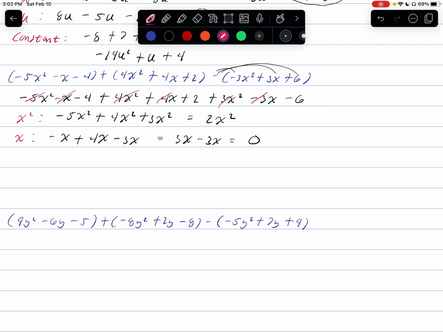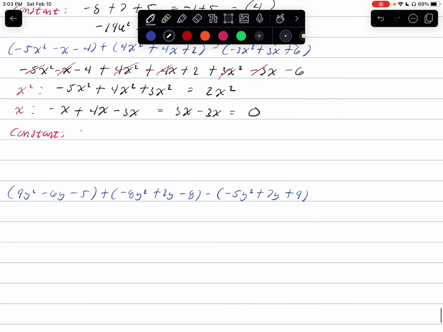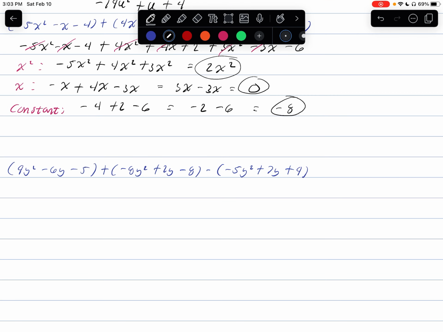Okay? And then for our constant terms, we will have as follows. We're going to have negative 4 plus 2 and then minus 6. Negative 4 plus 2 is equal to negative 2. Minus 6 is going to give us negative 8. All right, so these are the terms of our new polynomial. So we're going to have 2x squared plus 0. We don't have to include that. So I have 2x squared minus 8.